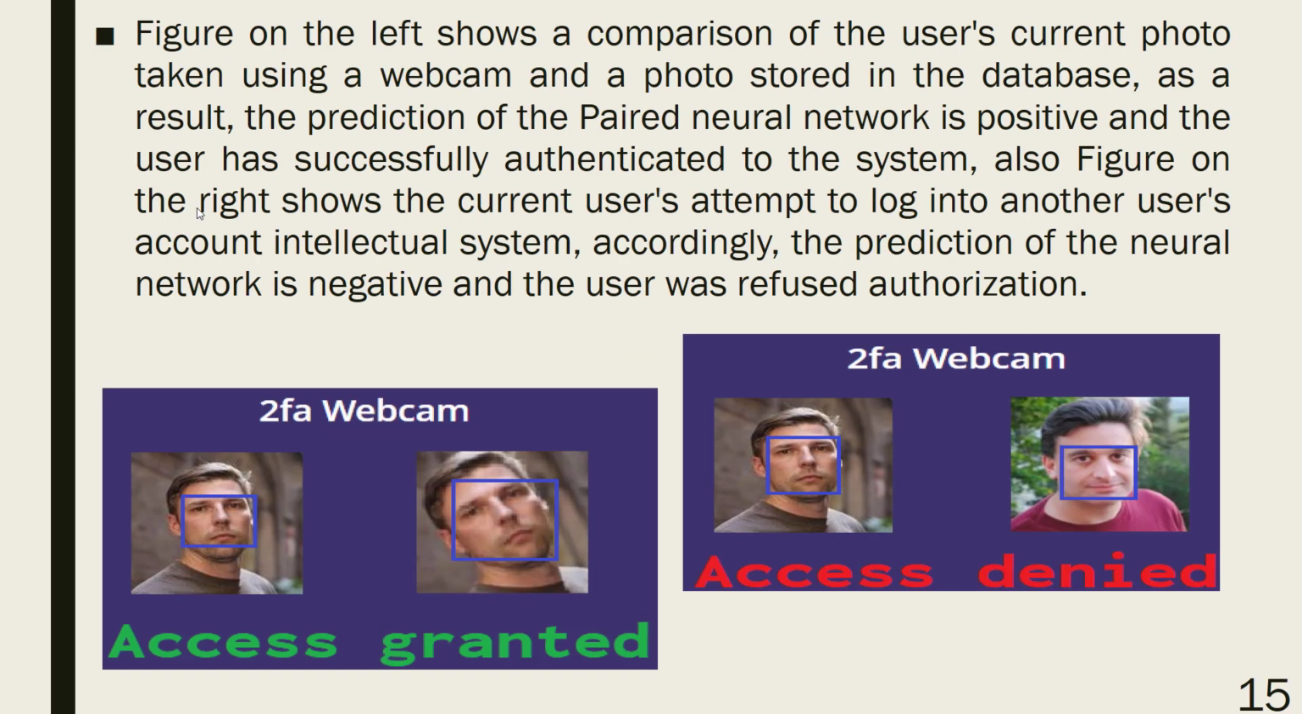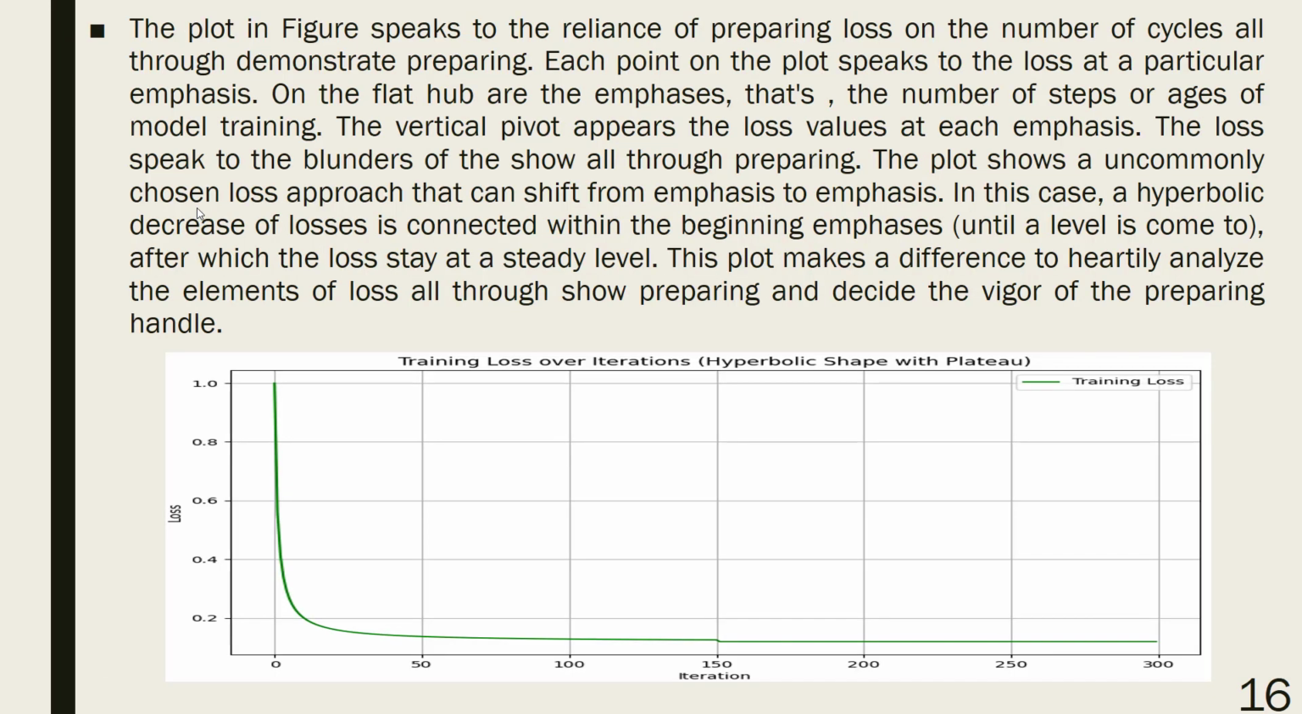Figure on the left shows a comparison of the user's current photo taken using a webcam and a photo stored in the database. As a result, the prediction of the Siamese neural network is positive and the user was successfully authenticated to the system. Also, figure on the right shows the current user attempt to log into another user account in the intellectual system. Accordingly, the prediction of the neural network is negative and the user was refused authorization.